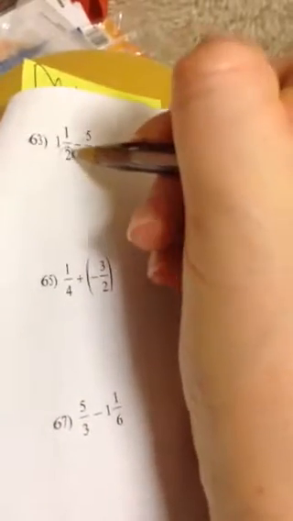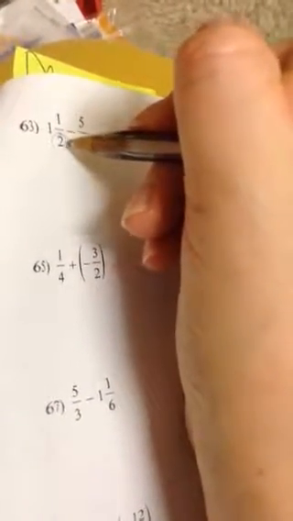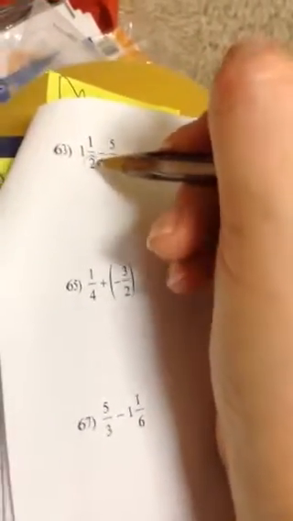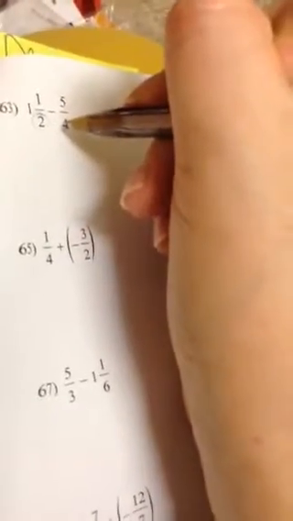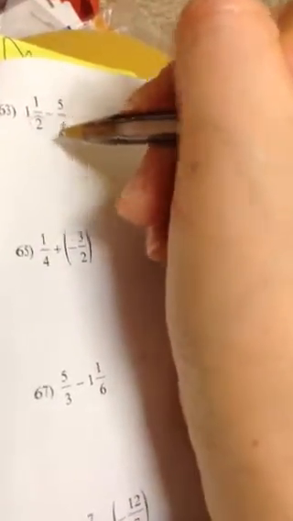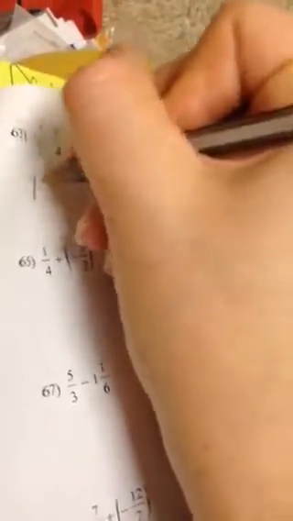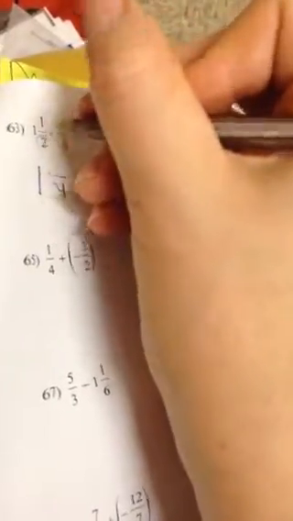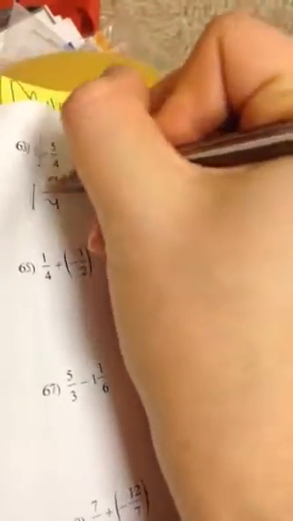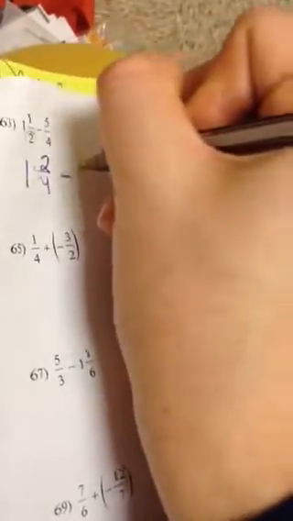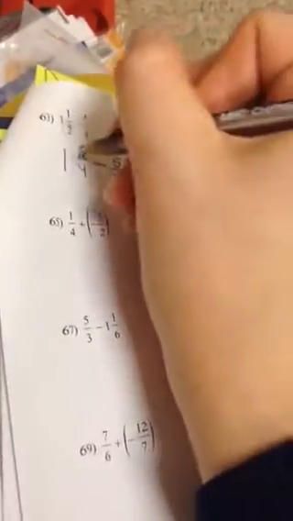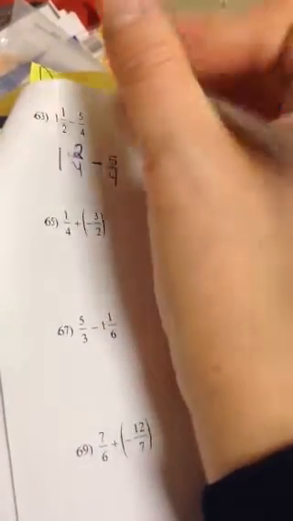I know that I can turn this 2 into a 4 if I multiply times 2. So this becomes 1. And 2 times 2 is 4. 1 times 2 is 2. So 1 2/4 minus 5/4. What I notice about this is 1 2/4 minus 5/4.